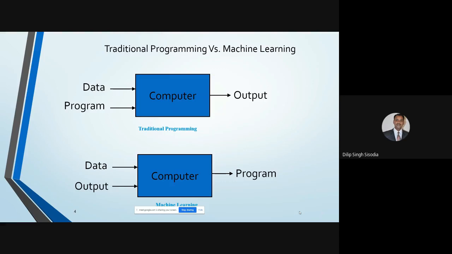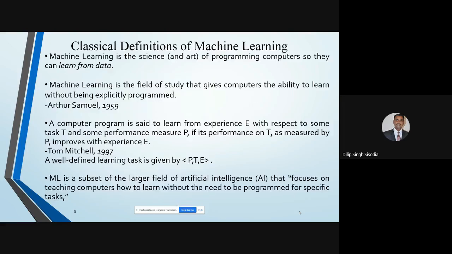But in case of machine learning, we use data and give certain objectives, what we want to extract from this data, and your machine learning model will give a program or set of rules or set of instructions. So this is the difference. These are some classical definitions of machine learning. Machine learning is the science and art of programming computers so they can learn from the data. Or machine learning is a field of study that gives computers the ability to learn without being explicitly programmed. So these are the classical definitions of machine learning.